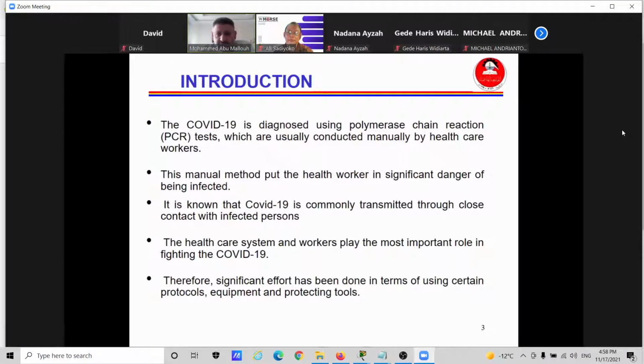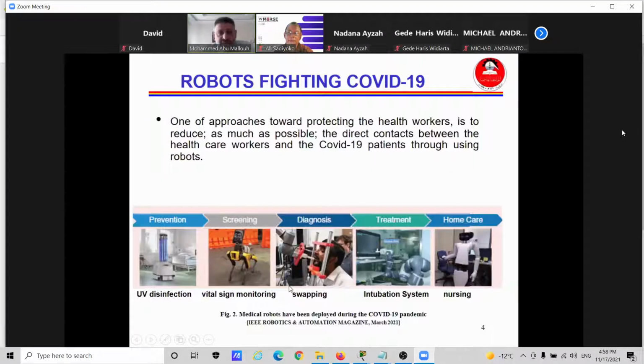We know that healthcare and co-op workers play the most important role in fighting COVID-19, so we need to protect them as much as possible. And we all know that there are protocols, equipment, and protective tools available to do so. As engineers, we need to do our part. So one way to try to protect the health workers is to investigate implementing robots in fighting COVID-19.